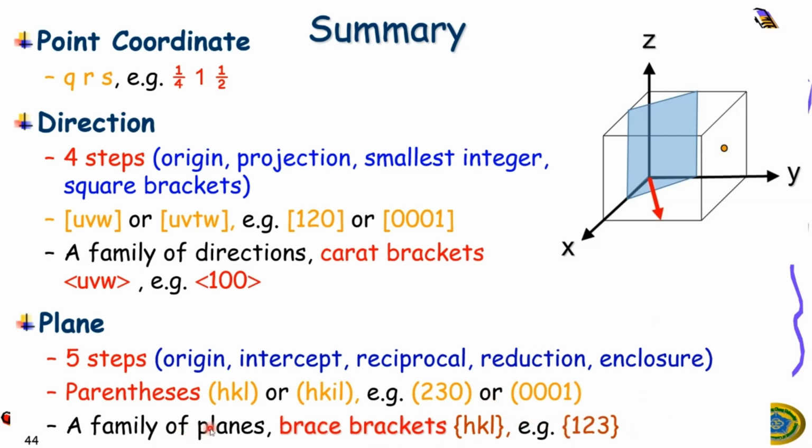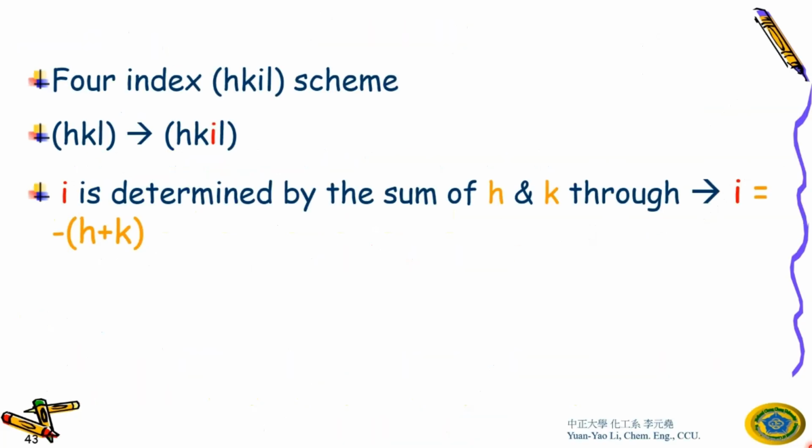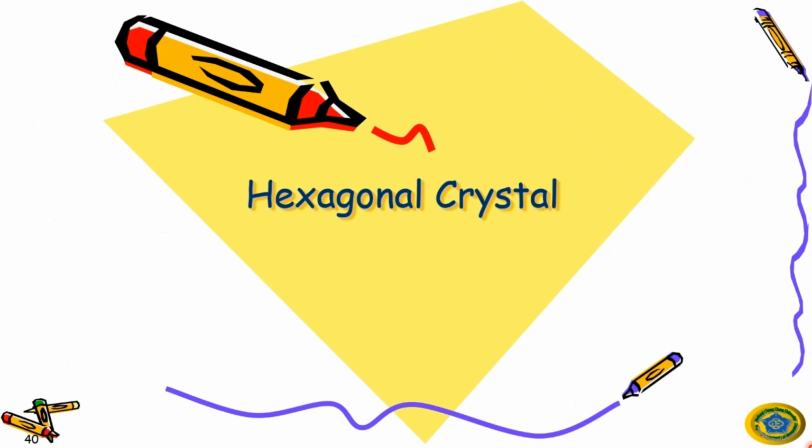So again, we also need to find members in the family of the plane. Okay, so we use brace brackets. Brace brackets 1, 2, 3 mean that there's a plane in this unit cell, and you have members in this family. Okay, so this is important. So now let's finish the rest of the Miller index from Wednesday, where we stopped at the end of Wednesday.